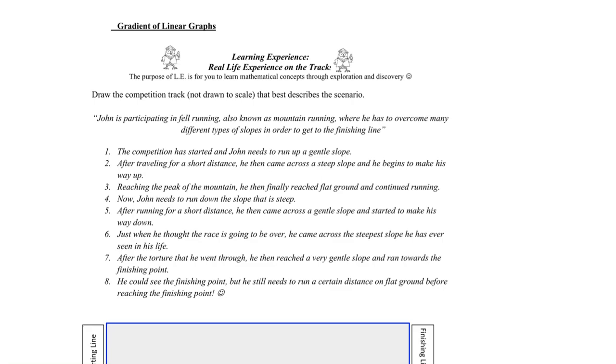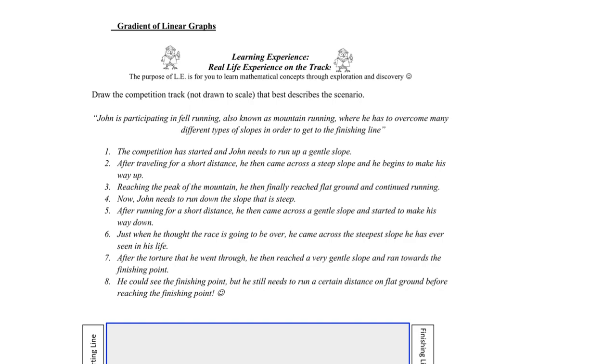Hello everyone, welcome to this activity where we will explore what we call the gradient of a linear graph. There is this competition track that is not drawn to scale, and John is participating in a fell running, which is like mountain running, where he has to overcome many different types of slopes in order to get to the finishing line. So this is the story.